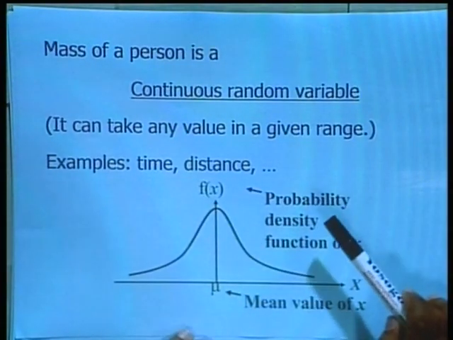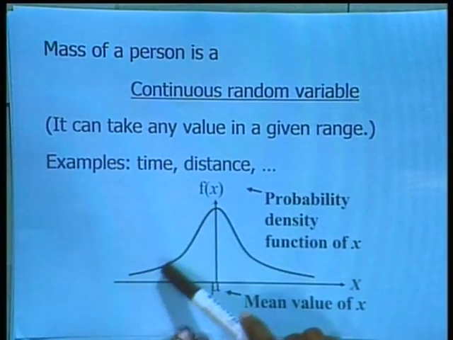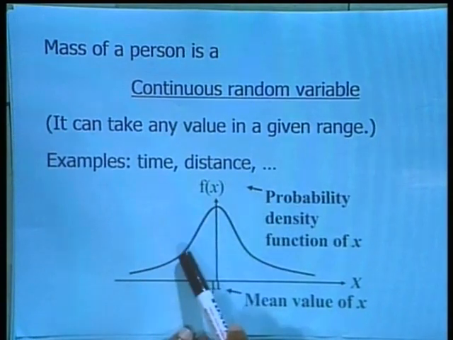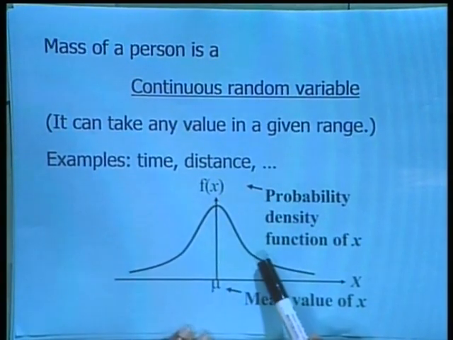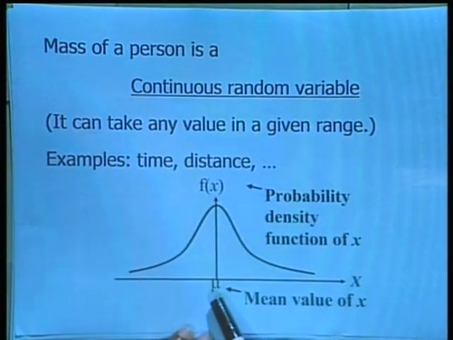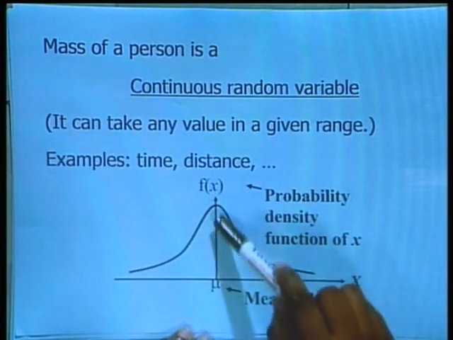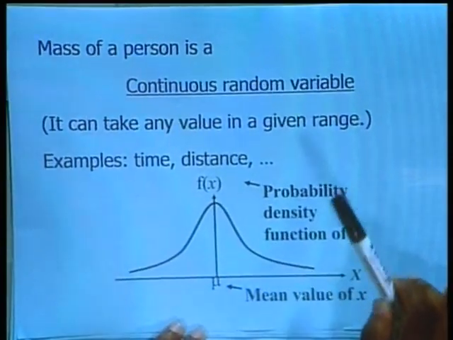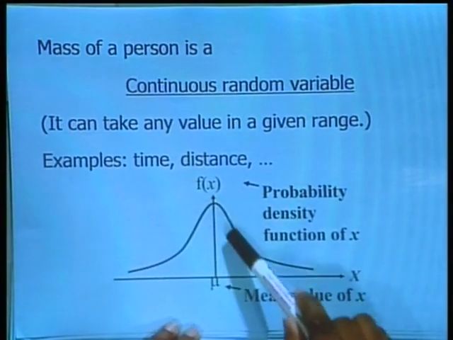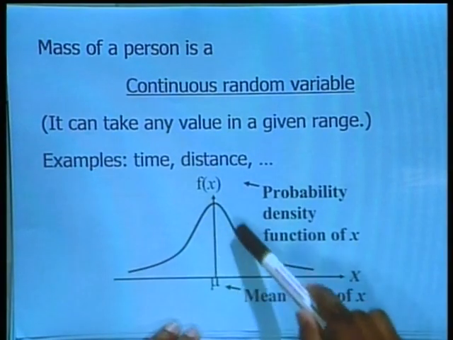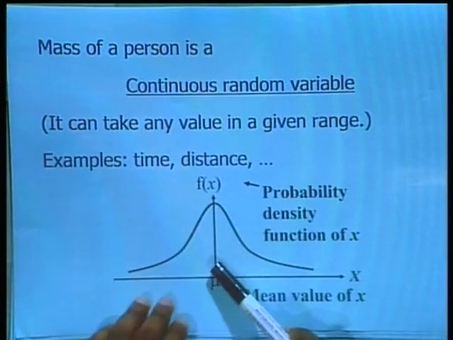A normal probability density function has the following shape. As I said, in a normal probability distribution, most of the values will be clustered close to the mean value of the normal variable x. The vertical axis represents the frequency density, and the curve is the normal probability curve. It has a bell shape. It is symmetrical.